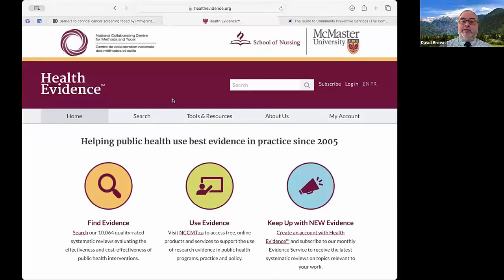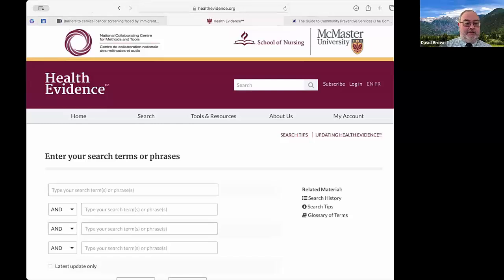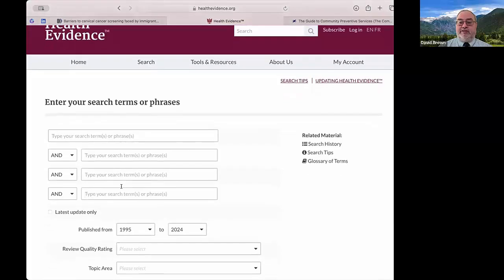The second resource we use here is Health Evidence, and this is again from McMaster University School of Nursing. It's a good little tool. What's nice here is they have an advanced search feature, which we will go to. And what I'm going to do this time, I'm not going to look at this. Look at as we go forward.